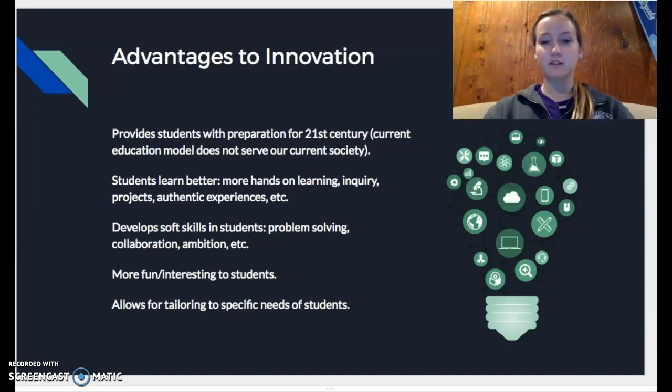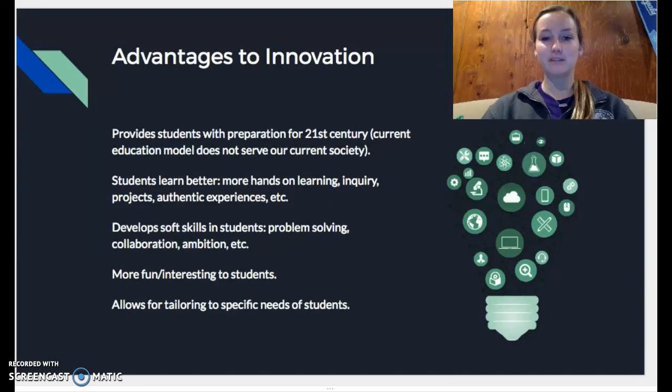I also said that students learn better and remember the projects better and remember what they learned better if it's hands-on. If they're completing a science experiment, they're much more likely to remember what they learned than if they're just reading out of a book. It develops the soft skills like collaboration and communication, problem solving in students when they're forced to use inquiry and forced to be in charge of their own learning. It's also more fun and interesting. I think almost every student I have would probably rather get up and do some sort of project than sit down and do a worksheet all day.